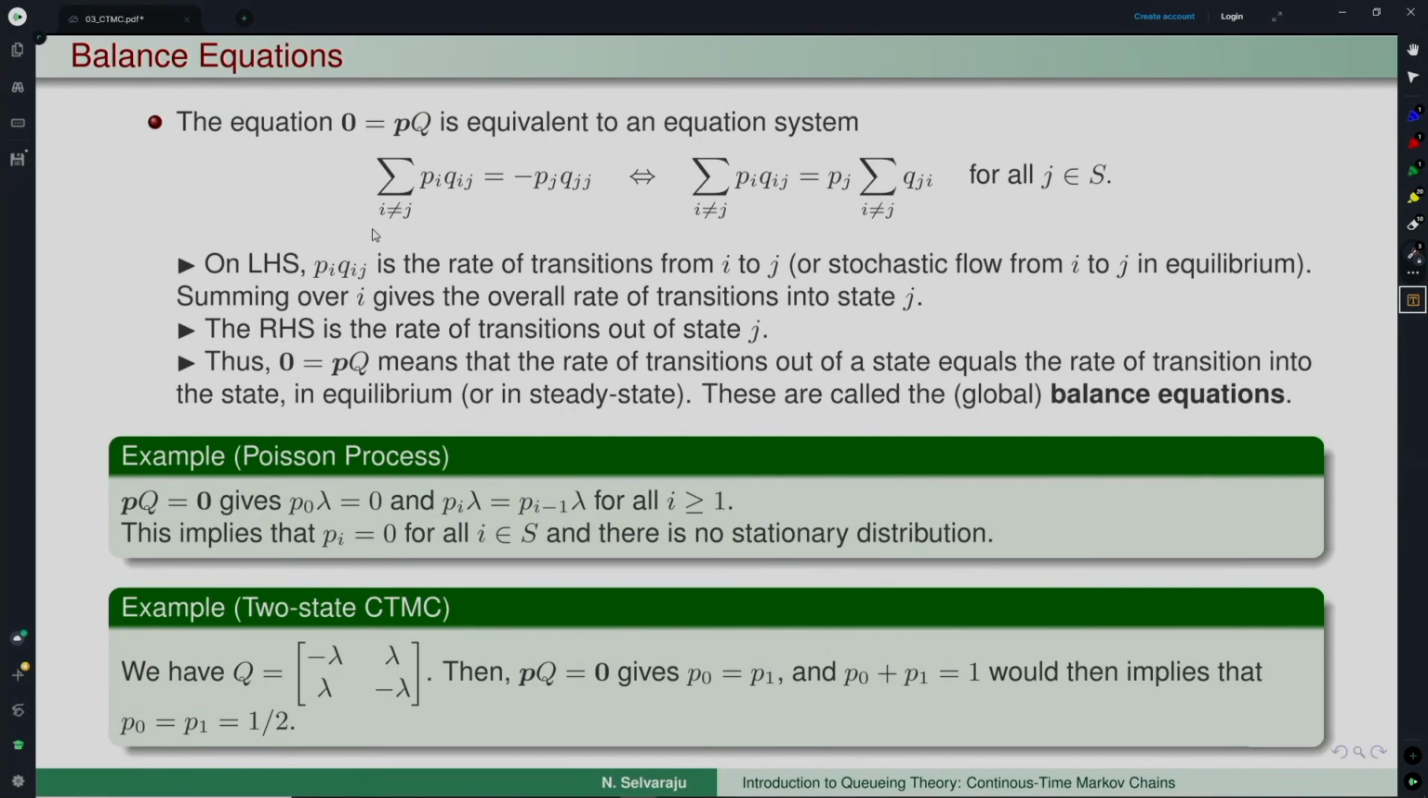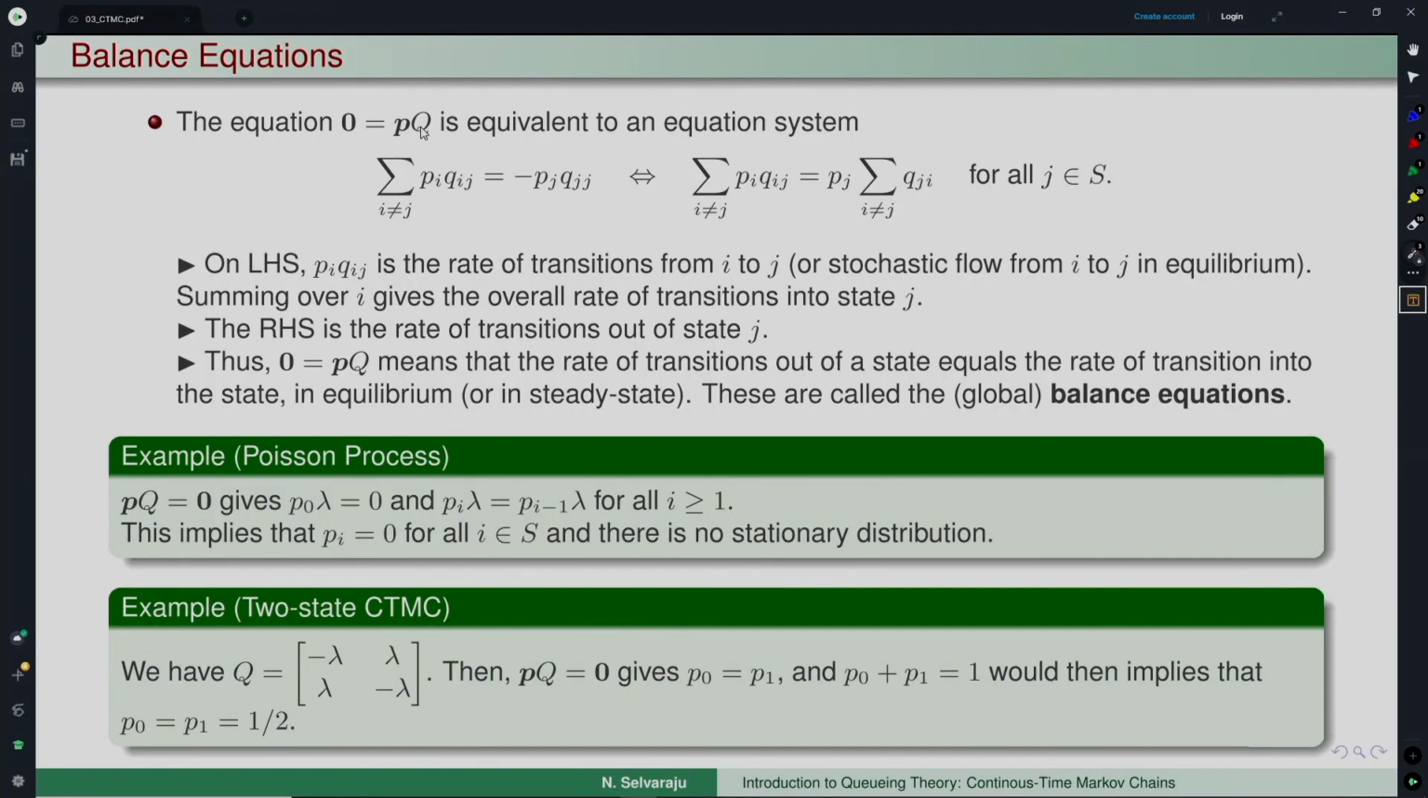Now, I need to worry only about solving this set of equations, because this is what will give me the equilibrium behavior, or the steady state behavior, or the stationary behavior, or the limiting behavior of the continuous time Markov chain. All these words are used interchangeably in different contexts, so be aware of that. Okay. So the steady state solution or the equilibrium solution is given by this set of equations. Now, what is this?